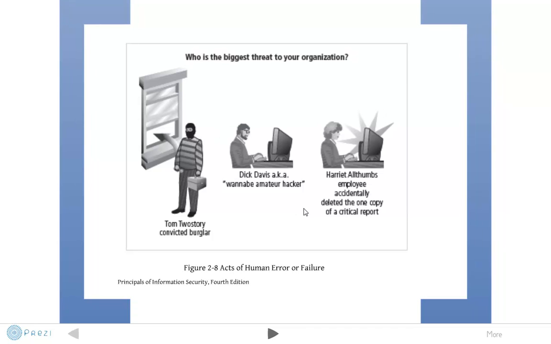Who is the biggest threat to your organization? Hopefully that's not you, although some will claim that, because the amateur hacker or the convicted burglar, they all have to go through a lot of hoops to actually steal the data, right? But the employee that accidentally deletes the one copy of the critical report that's there, that is still not the worst scenario, right? The worst scenario is when this employee is copying the entire database, taking it with them, and holding it hostage.